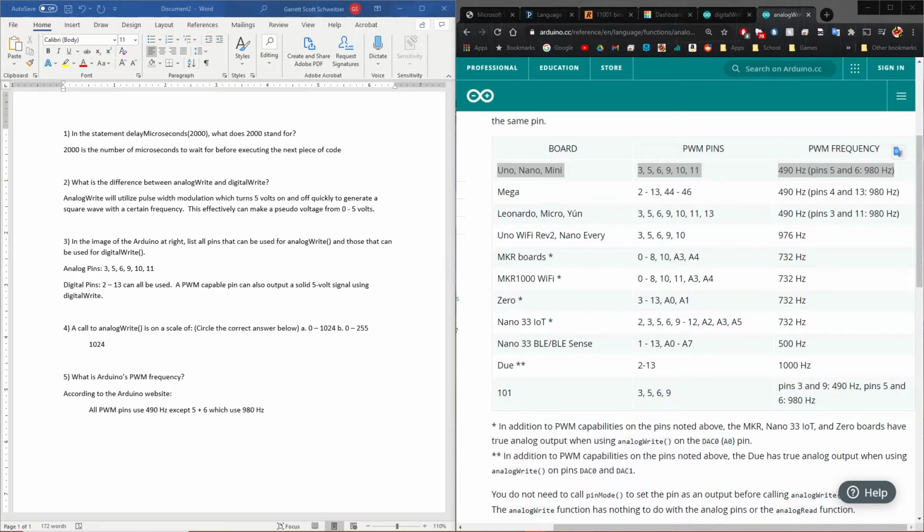And the Arduino's pulse width modulation frequency, as you can see on the Arduino website on the right: the Uno board pulse width modulation pins are normally 490 hertz, but pins 5 and 6 specifically operate at 980 hertz. So you get a higher frequency out of those two pins specifically.